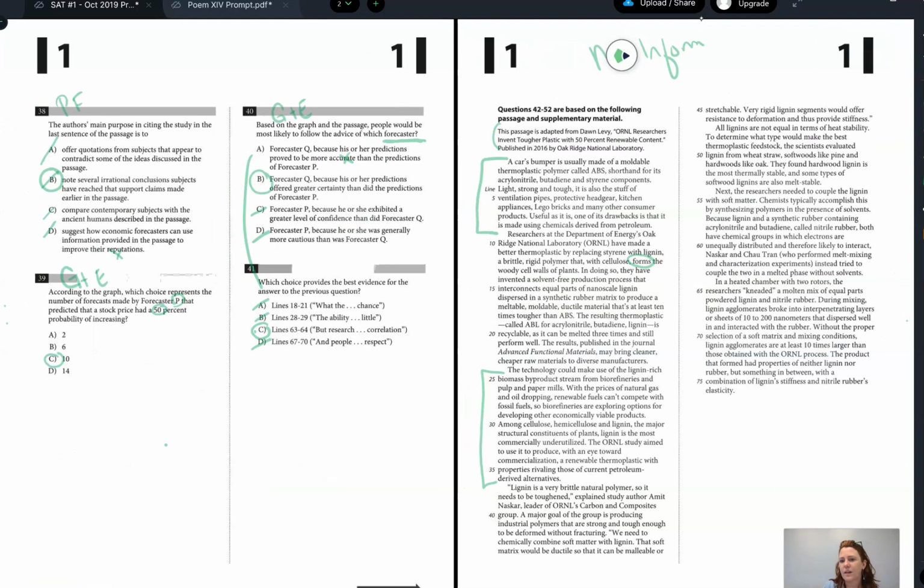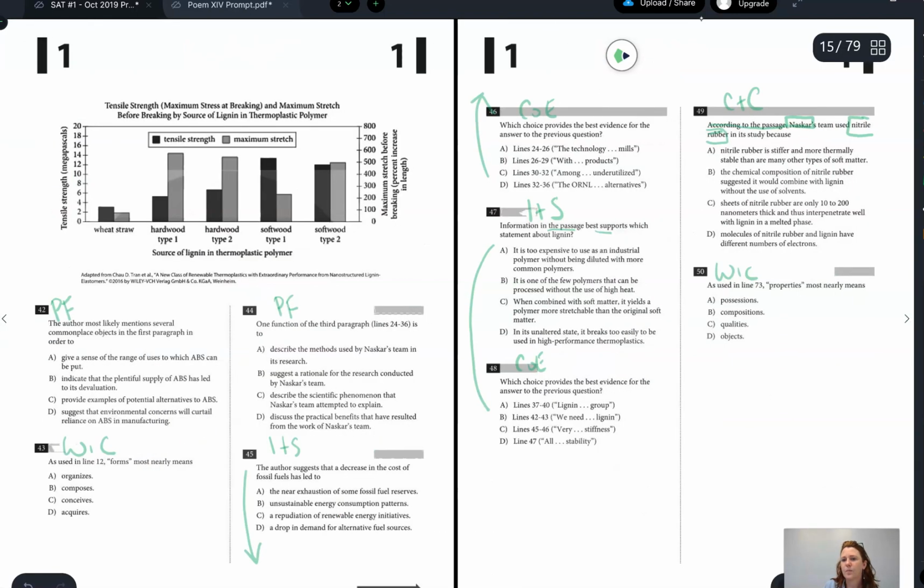Line 73. 1, 2, 3. Okay, the word properties. Let's move on.